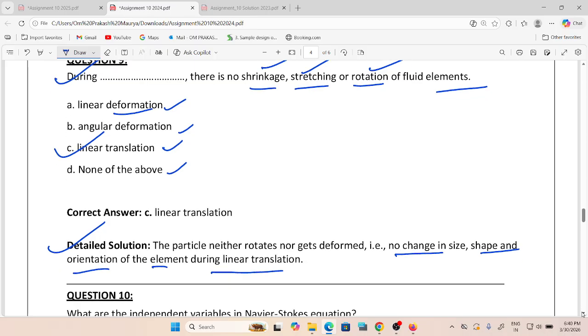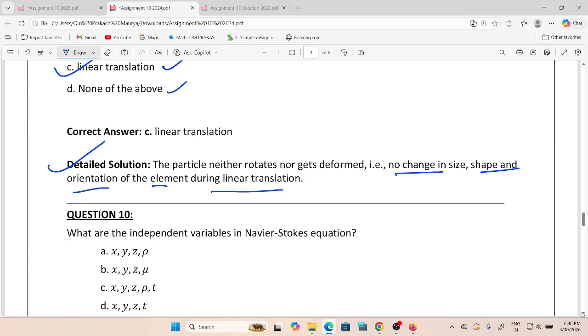Okay. So the next question: what are the independent variables in the Navier-Stokes equation? What are the independent variables? So what is an independent variable? Let me just explain.